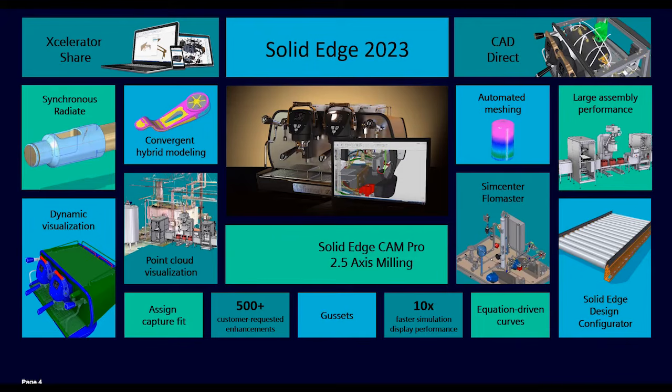So with the latest release of Solid Edge 2023, Siemens continues to push the boundaries of product development, with exciting new capabilities such as CAD Direct, Design Configurator, Point Cloud Visualization, Accelerator Share, Convergent Hybrid Modeling, and free Solid Edge CAM Pro with every active seat of Solid Edge, just to name a few.